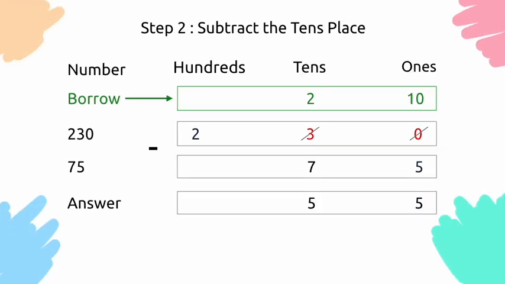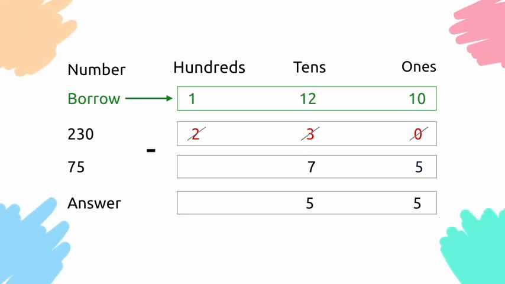Step 2. Subtract the tens place. Now, let's move to the tens place. After borrowing 10, we have two tens in 230. In 75, the tens digit is 7. Now, 2 tens minus 7 tens is not possible. So, we borrow 100 from the hundreds place in 230, which gives us 10 tens. Now, we have 12 tens in total. 12 tens minus 7 tens is equal to 5 tens. So, we write 5 in the tens place.